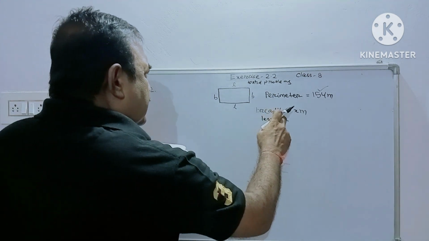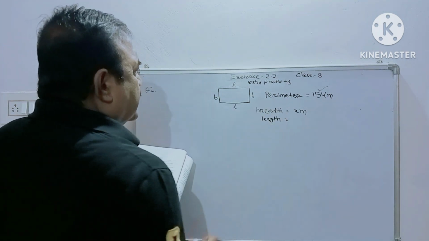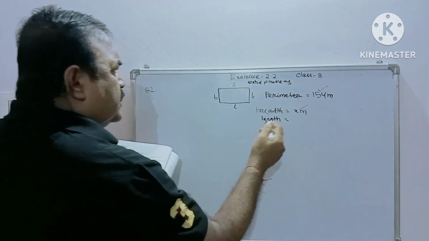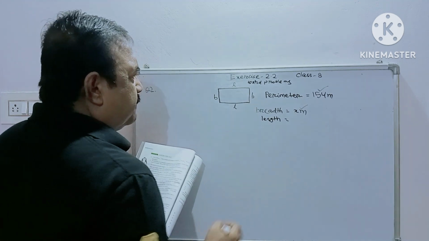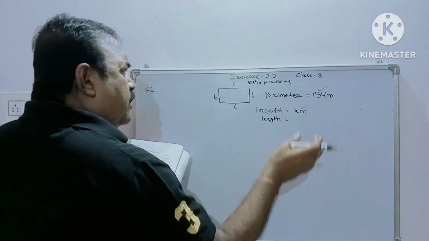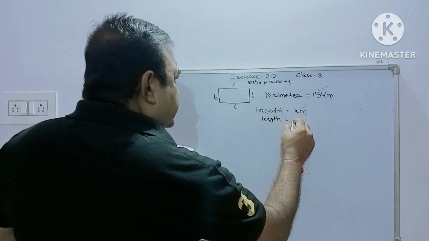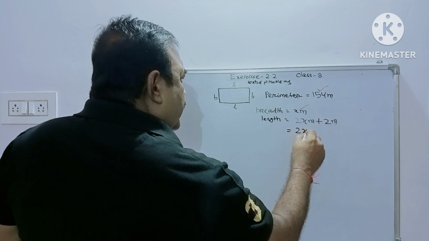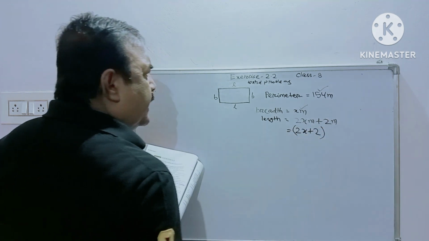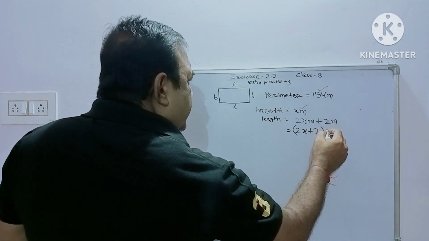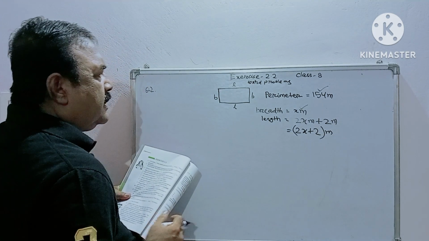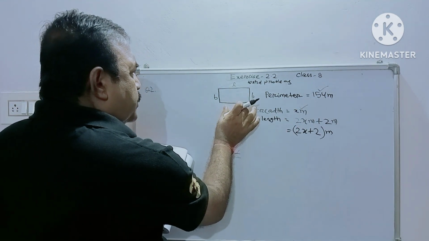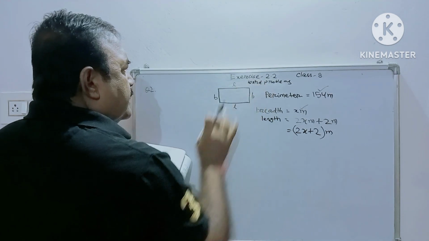Now it is 2 meters more than twice the breadth. So twice the breadth, where the breadth is x meter, means 2x meter. Yes or no? Then 2 meters more than twice the breadth means 2x meter plus 2 meter. You may write like this: 2x plus 2. Keep it in a bracket, and you write the common unit meter here. So the length is 2x plus 2 meter and the breadth is x meter.